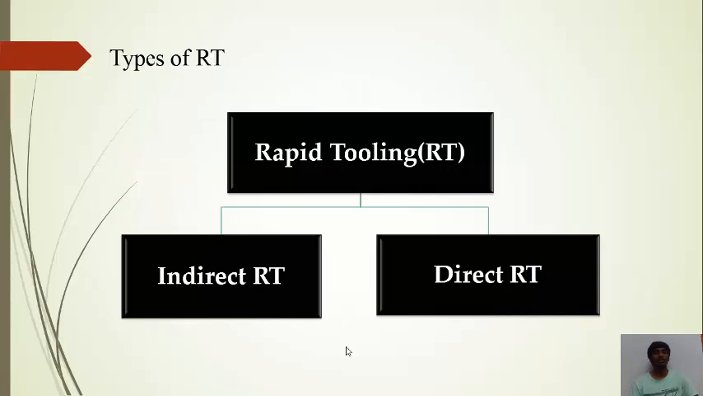Now, what are the different types and classifications of rapid tooling techniques? Initially, rapid tooling is normally classified into two types, that is indirect rapid tooling and direct rapid tooling. Rapid tooling techniques have also been classified in various ways as prototype, bridge, production, and soft, bridge and hard tooling, and indirect and direct as said.